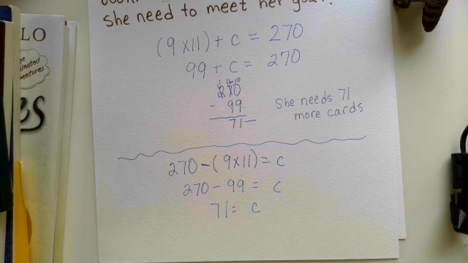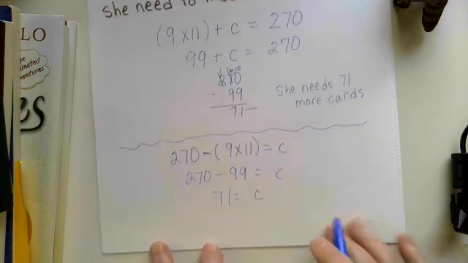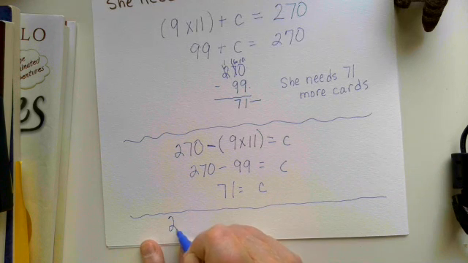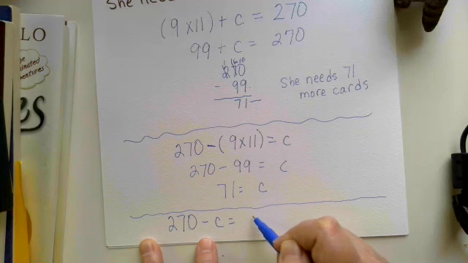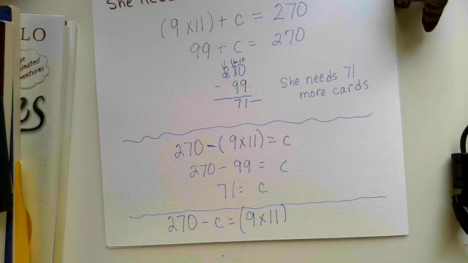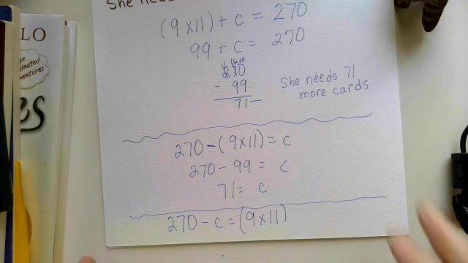And another one, we're not going to solve it, but if you had 270 and you took away what's missing, you should have what she has. So 3 different equations. It's all going to give you the same answer, 71 cards.